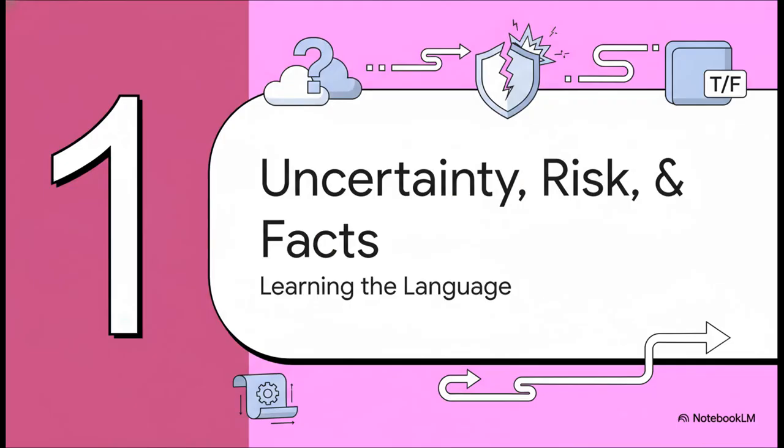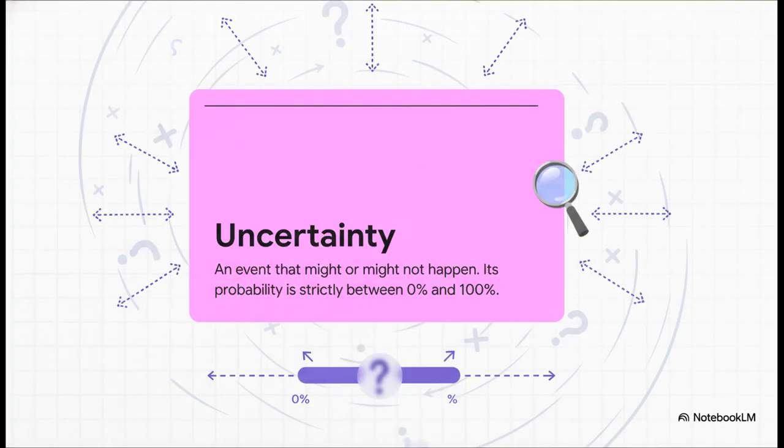Okay, first things first, we have to learn the language. In project management, words have very specific meanings, and using them precisely is absolutely critical. Getting these basic terms wrong is a rookie mistake, so let's make sure we're all on the same page. Let's start with the broadest concept, uncertainty. An uncertainty is simply anything that might happen. It's not a 0% chance, and it's not a 100% chance. It's somewhere in that gray area in between.